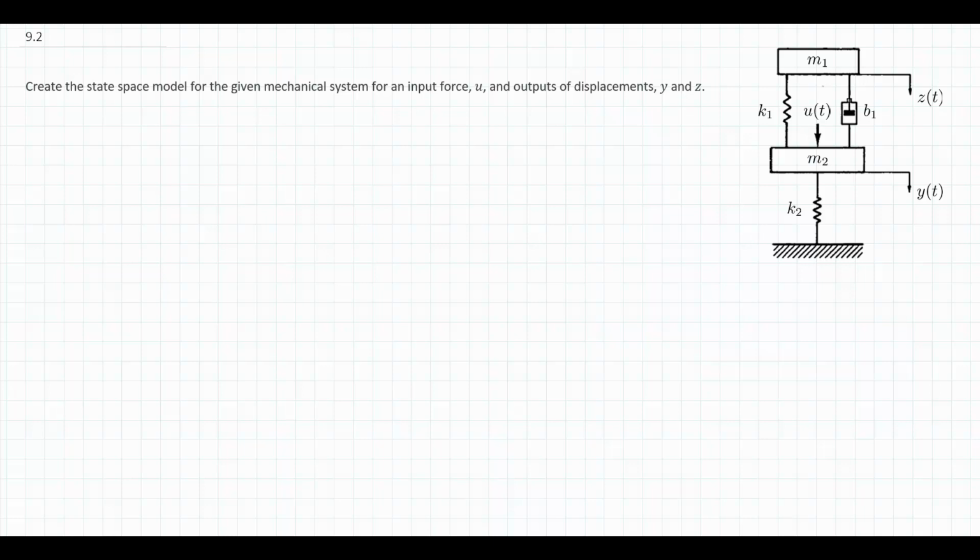This example has a 2-degree of freedom mechanical system that we want to create the state space model for. Specifically, it will have one input, a force acting on M2, and our observables, we want to track the displacements in the system, y and z. So first, we want to find the state space model for the system.